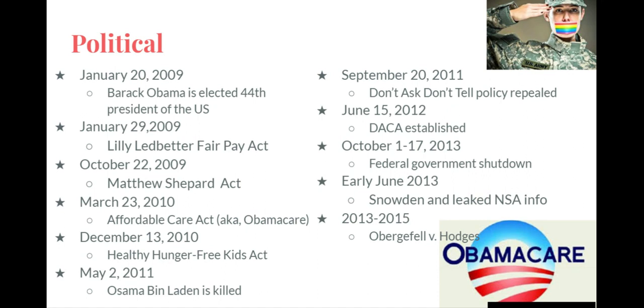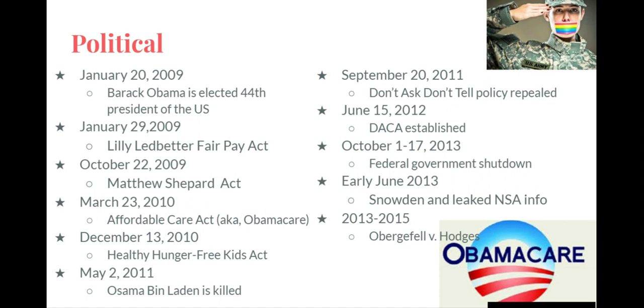In March 2010, the Patient Protection and Affordable Care Act, also known as Obamacare, was passed, aiming to provide Americans with access to affordable health insurance. In September 2011, the Don't Ask, Don't Tell policy was repealed, allowing gay and lesbian people to openly serve in the U.S. Armed Forces.